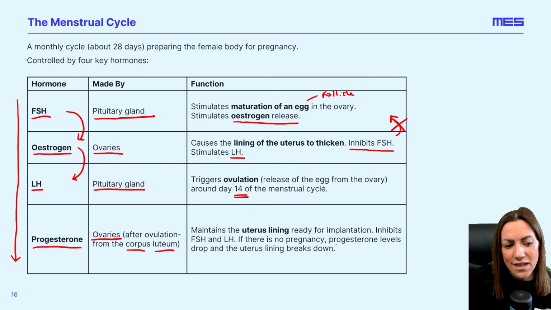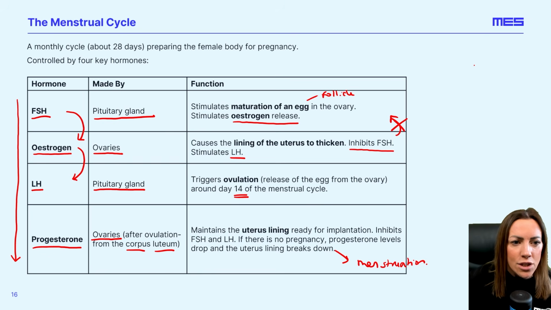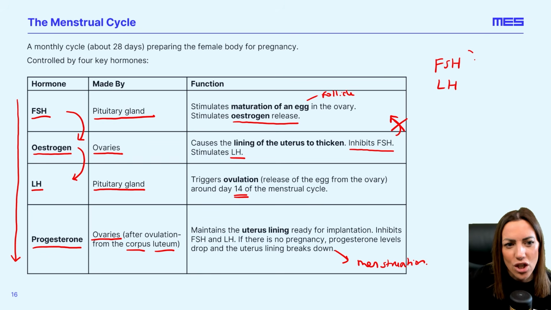But obviously, if there's no pregnancy, if the egg is not fertilized and there's no implantation, progesterone levels will start to drop, the uterus lining will start to break down, and then we go back to the start of the cycle with menstruation, or having a period. So really simple. FSH and LH are the two that are released from the pituitary gland.